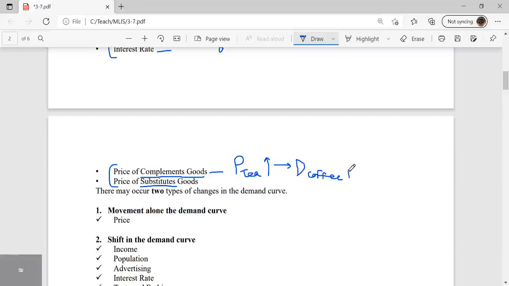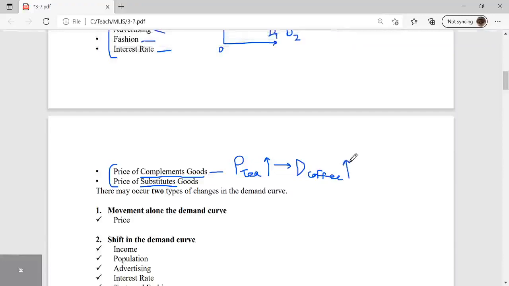So see, it's opposite to complementary, right? In complementary goods, it was an inverse relationship, but here we are seeing a positive relationship. If price of tea rises, then people will switch to coffee, an alternative. Many will disagree that tea and coffee are substitutes. For them, tea and coffee are not substitutes. But if we assume that tea and coffee are substitutes, then if price of tea rises, demand for coffee will also increase.